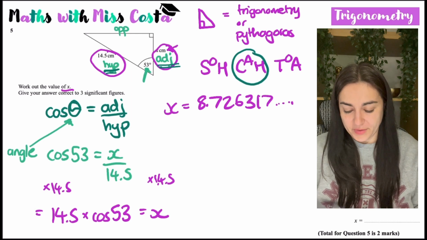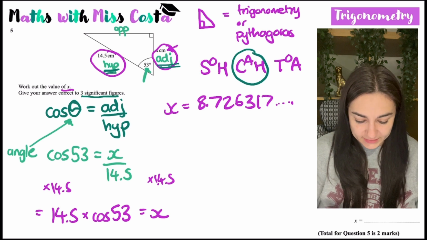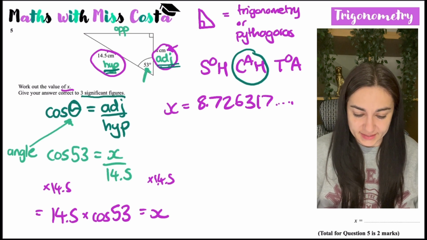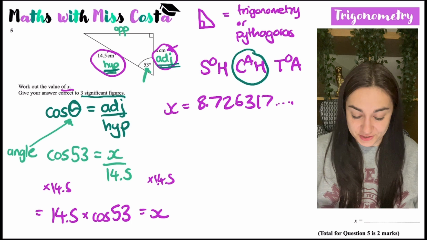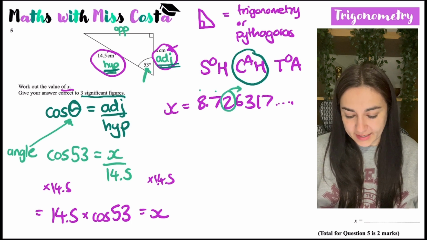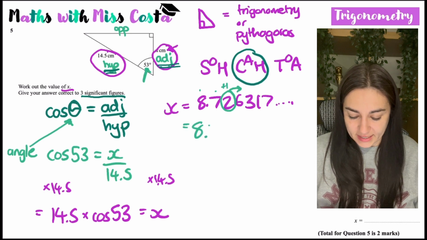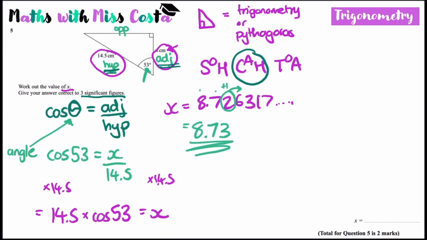and so on. Okay, we don't need to write everything out because it's telling me to give my answers correct to 3 significant figures. So I count to the third digit, 1, 2, 3, that's over here. I look next door, if it's 5 or more, I'm going to add 1 more. So that's going to be 8.73.